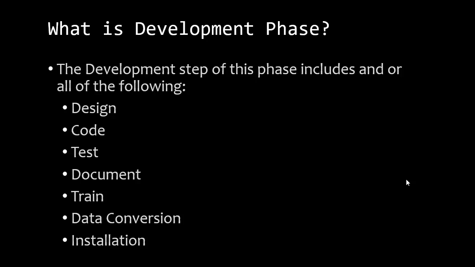You need to document your code. We'll talk about that. You need to train your people who are going to be using the system. If you're going to develop something that's cool, you want to make sure that they truly understand how to use the system to peak efficiency, not just here and there and everywhere. You want to make sure they understand truly how to use it. Data conversion can be a real bear, and we'll talk about that a little bit, and then finally the installation.